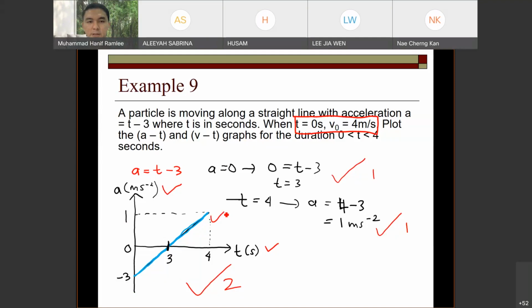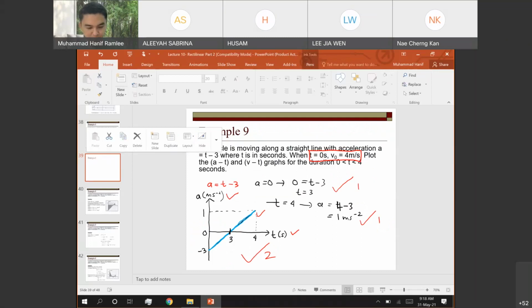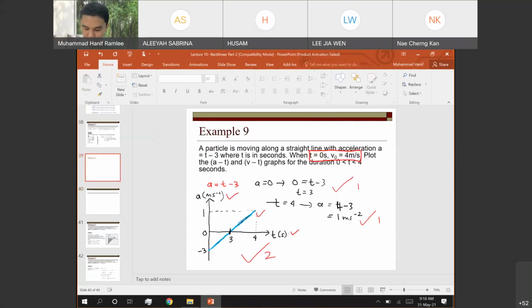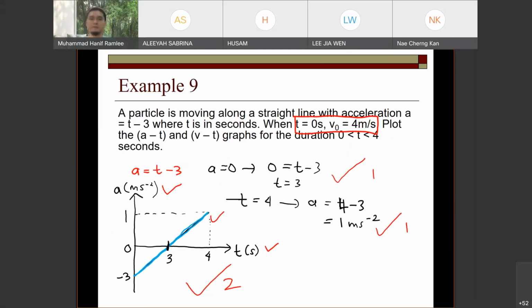Alright. So my question, your task actually: can you draw the VT graph right now? Draw the VT graph right now. I give you 5 minutes. 5 minutes only. Okay, 5 minutes starting from now. Draw the VT graph.